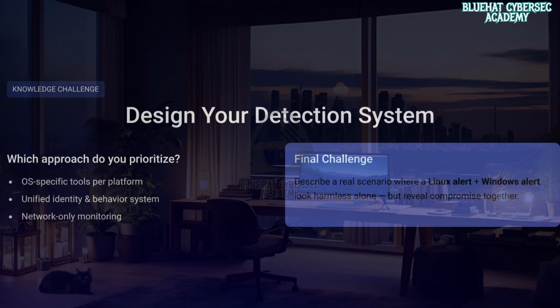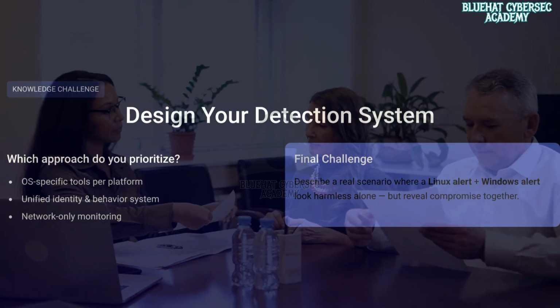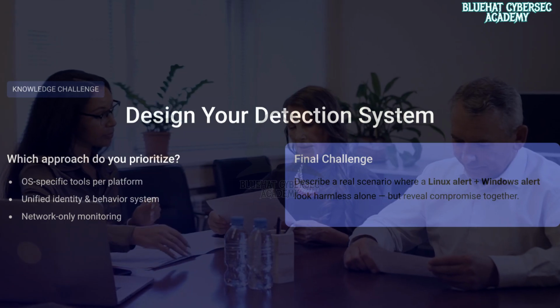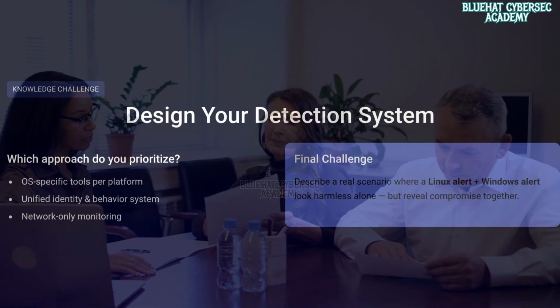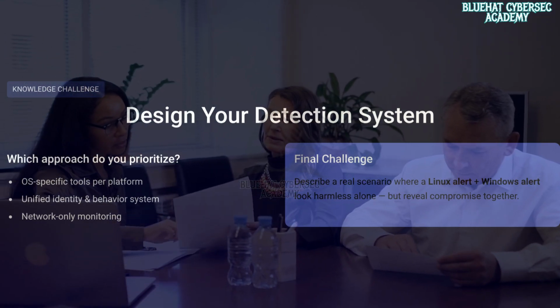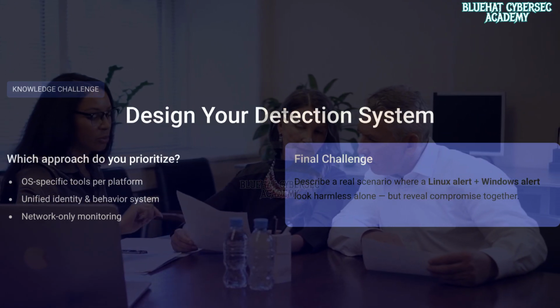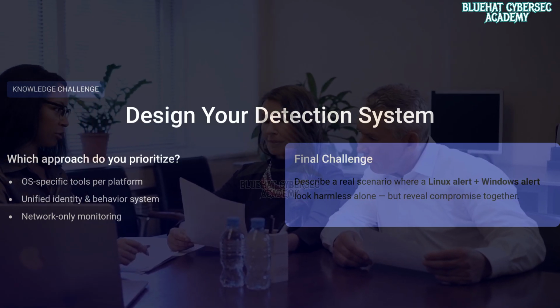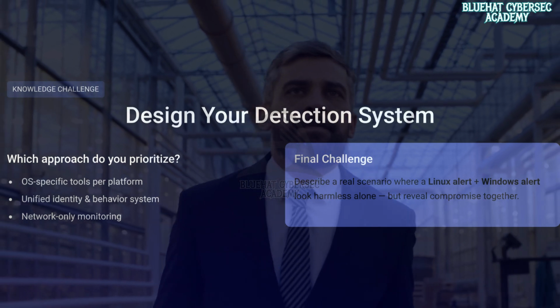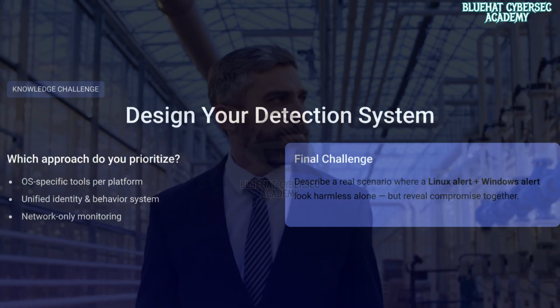Now, I want you to answer this like you are thinking through an actual investigation. If you had to design a detection system for multi-platform malware, which approach would you prioritize and why would you go with OS-specific detection tools for Windows, Mac OS, and Linux separately, or a unified system focusing on identity and behavior across all platforms, or network-level monitoring only while ignoring endpoint logs? Drop your answer in the comments and justify your reasoning. And here is the final challenge for you. Can you think of one real-world scenario where a Linux-only alert and a Windows-only alert look harmless on their own, but when you connect them together, it clearly indicates a compromise?